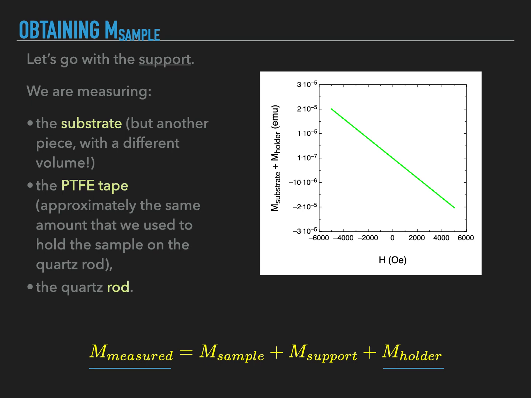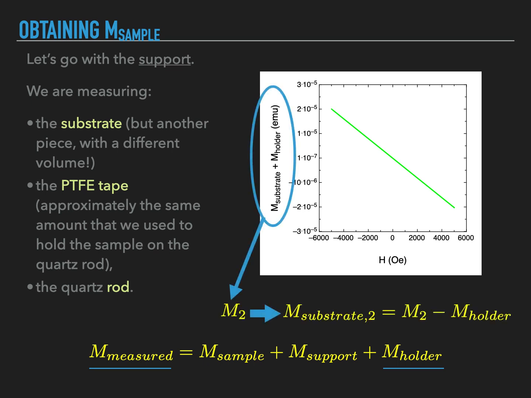We repeat the measurement again with the rod, again with the PTFE tape, and with this clean substrate. And what we obtain is a nice diamagnetic signal, that is the contribution of the substrate, of the support. Of course, this measurement also contains the contribution of the holder. That's the reason why, in order to obtain the magnetic moment of the clean substrate, you must subtract from this measurement the previous measurement of the holder.